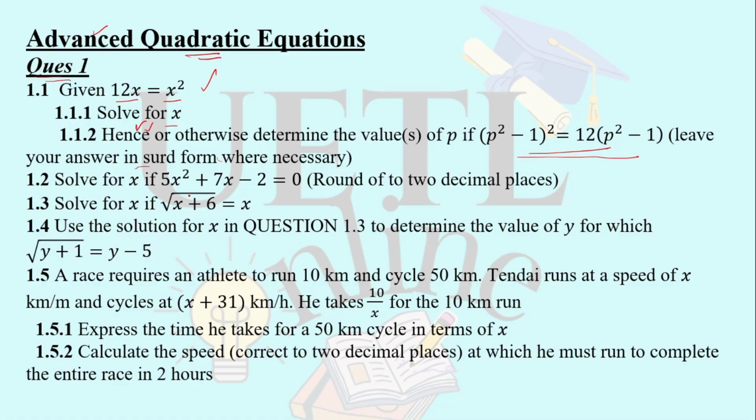Then here we're going to solve for x if given this, and you're going to round to two decimal places. The next thing is we're going to solve for x again, and use this solution to determine the value of y in this equation. Then we go on to a word problem, which is a race. A race requires an athlete to run 10 kilometers, and Tendai runs at x kilometers per hour. Sorry, it was supposed to say hour here. Then he cycles, and we are going to use all this information to find the time he takes and calculate his speed.